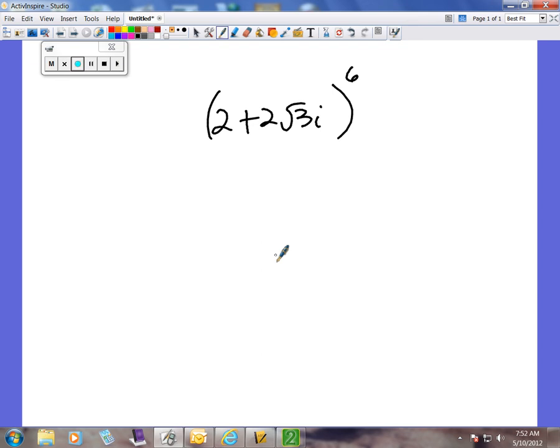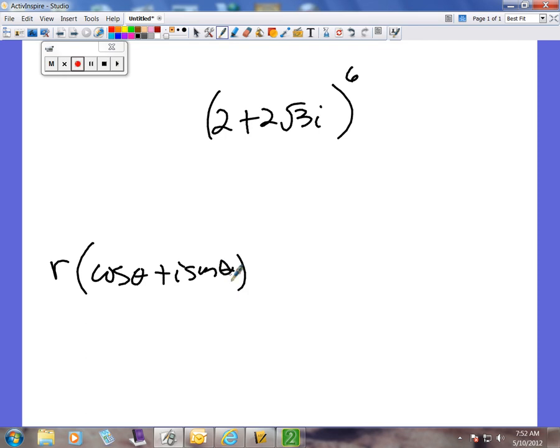I need everybody to change that to polar form. Go ahead and do that. Let's see if you remember how to change it to polar form. Okay, a little refreshing in your memory. What is polar form? r cosine theta plus i sine theta. That's right.